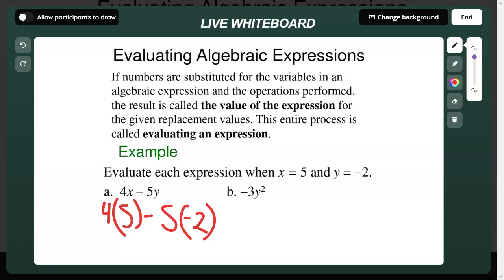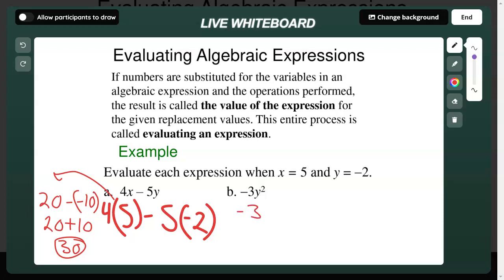Okay? Which one am I going to do first? Multiplication. 4 times 5. 20. Okay? So I'm just going up here. All right. 20 minus 5 times -2. There you go. Okay, 5 times -2 is -10. And so now I've got 20 minus -10, which is 20 plus 10, which is 30. Okay?